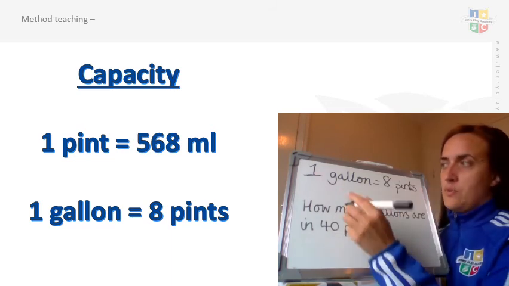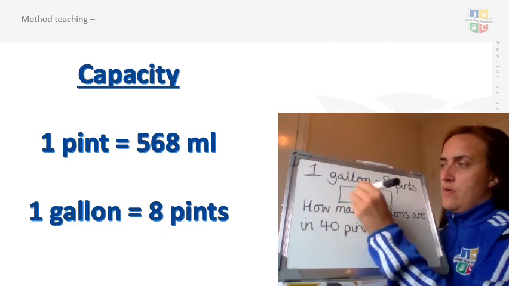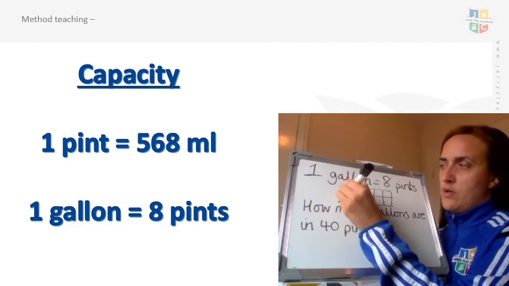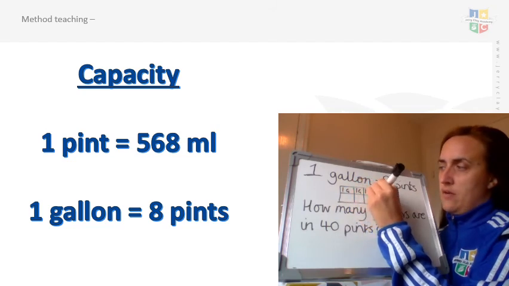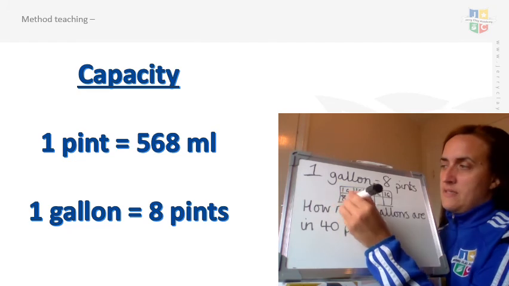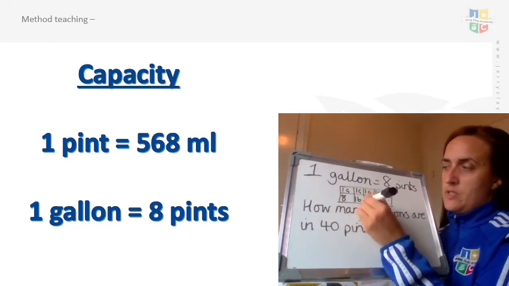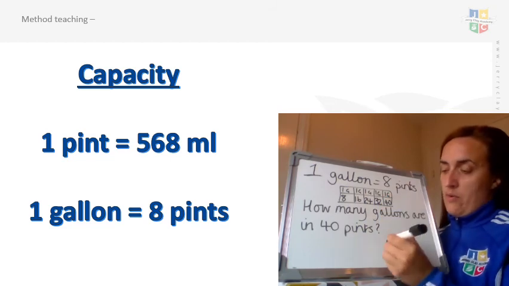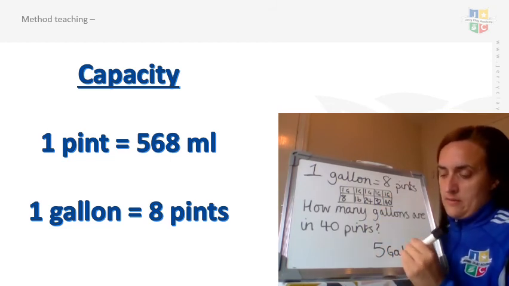That would help us out, because we know that for every gallon, and again, I love these bar models this week, I think they're really useful. So I'm just going to put 1G for gallon. So 1 gallon, 8 pints, that would be 16 pints, that would be 24, that would be 32, and that would be 40. So that would be 5 gallons.